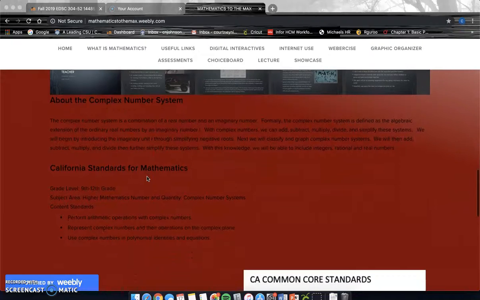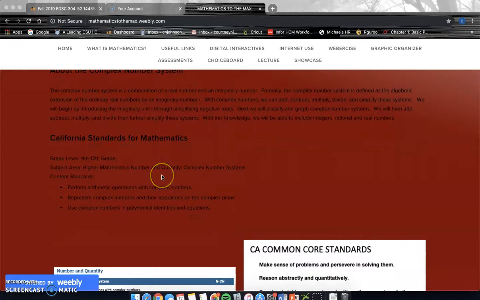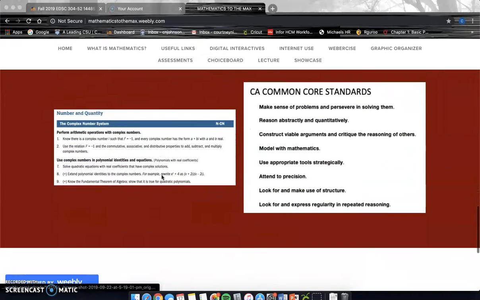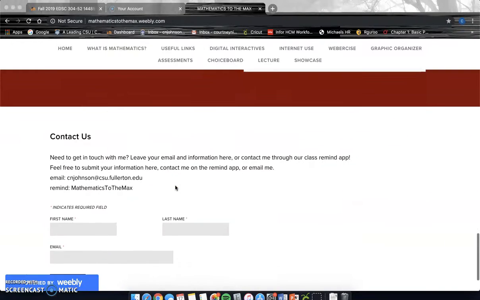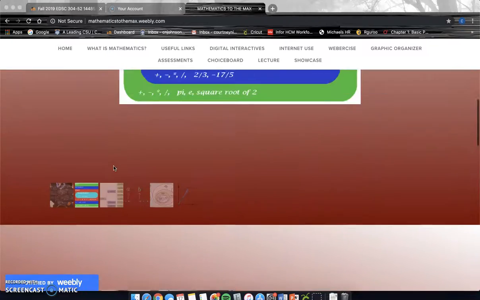Talks a little bit here about the complex number system, tells you the pure definition and what we can do using complex numbers, and then it also includes our standards for it. So I have some pictures here with all of our Common Core standards, and then if you, or in this case my students, need to get in touch with me, they are able to do so through this little contact form here at the bottom. So this is the home page.